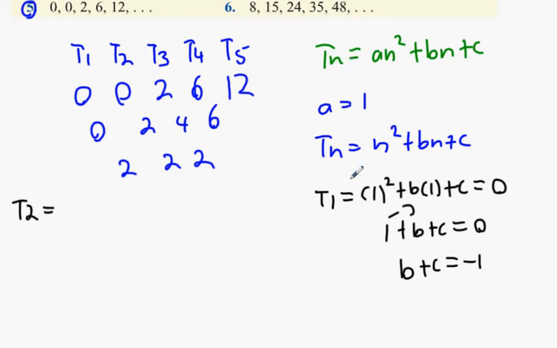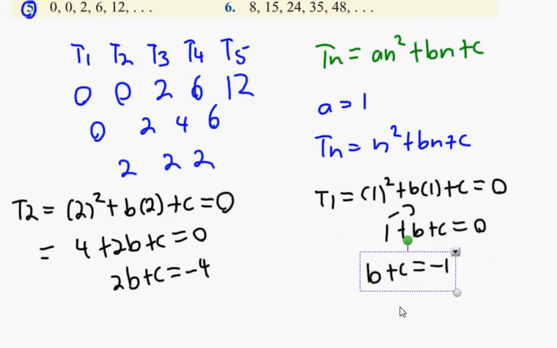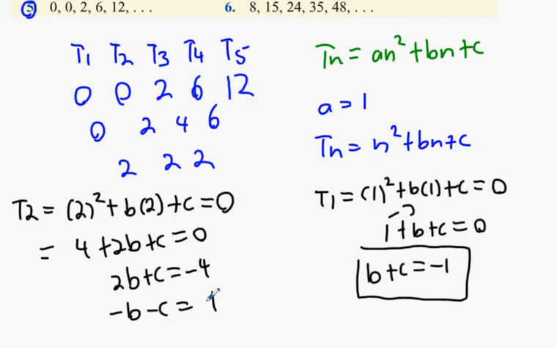Okay, t2. Replace all n's with 2's. 2 squared plus b times 2 plus c equals t2. T2 is 0. Okay. And then after that, 4 plus b plus c equals 0. After that, what do you do next? Multiply this equation here by minus 1, and you get minus b minus c equals 1.